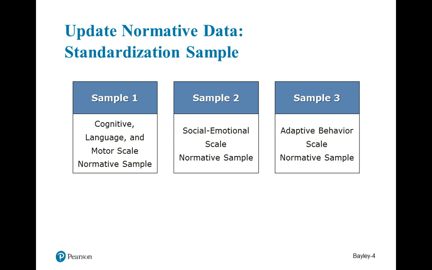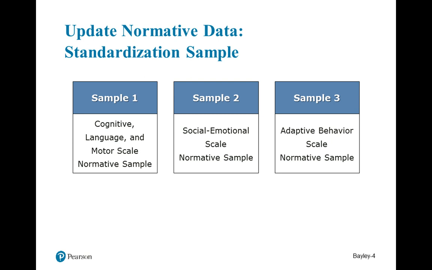The first 2 samples were collected during the standardization phase, and those are the cognitive, language, and motor normative samples. And the second was the social and emotional scale normative sample. Data for the adaptive behavior scale was collected as part of the development of the Bayley-III.